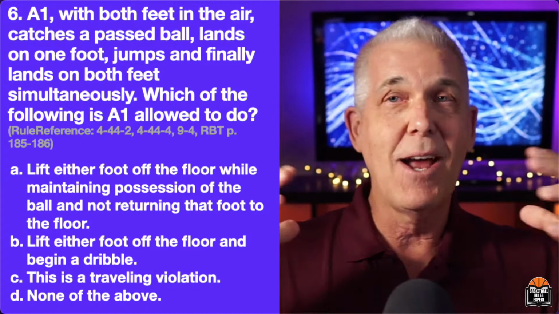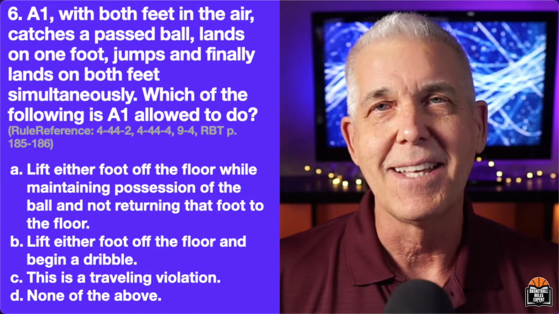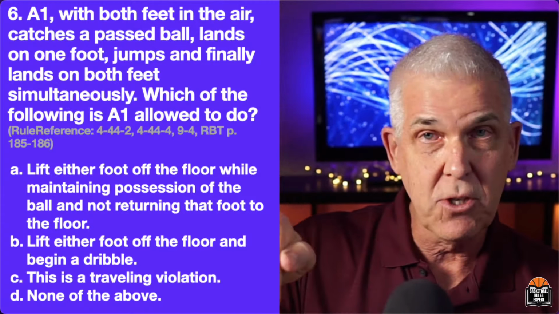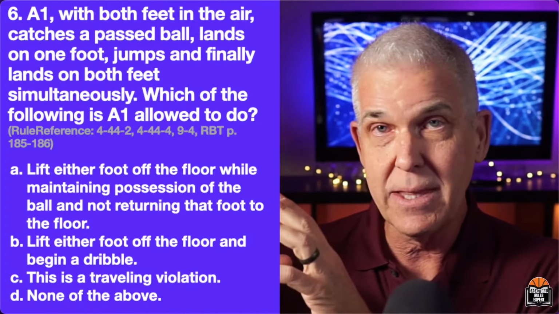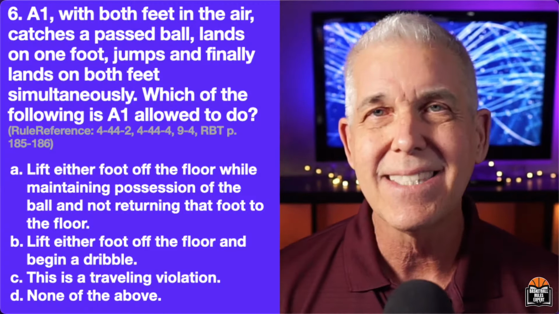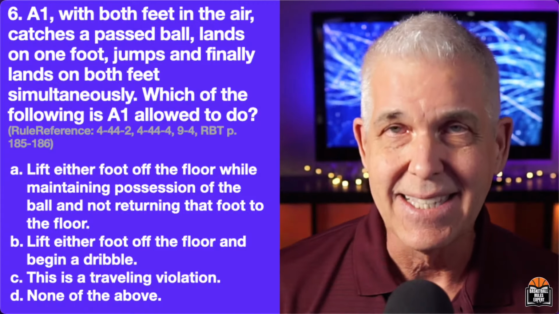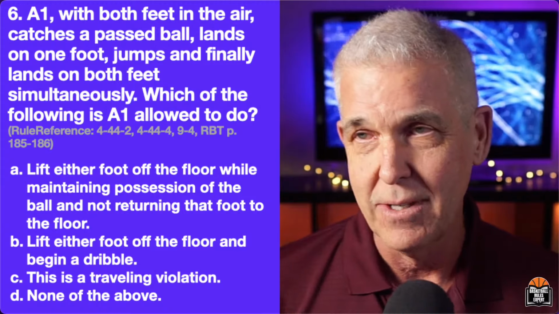Okay, so I have not reviewed these questions in advance, and I am immediately going to have to think this one through. Now we have the situation where a player jumps off one, lands on two. Is that a legal action? They catch the ball in the air, jump off one foot, land on 2 feet. Is that in and of itself a legal action? Yes, that is allowed by rule. So C is not going to be our correct answer.